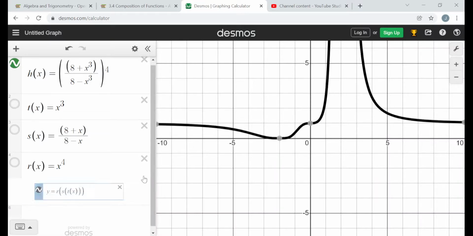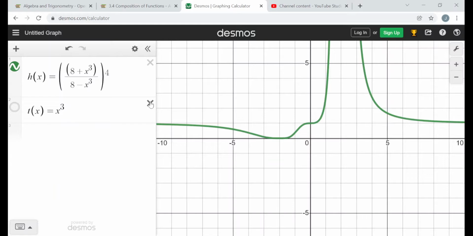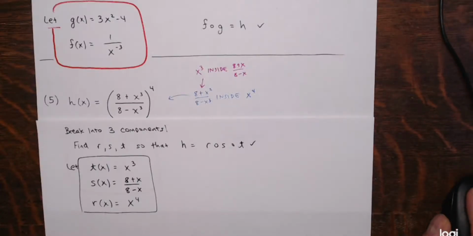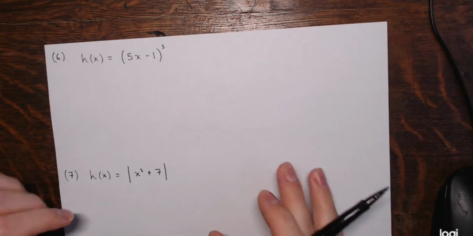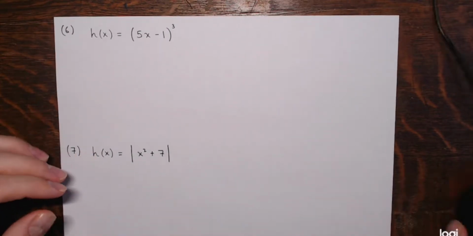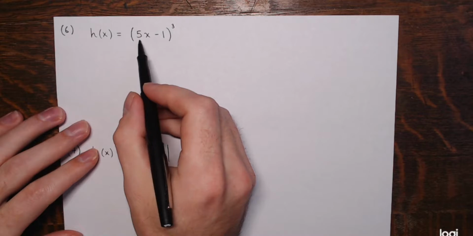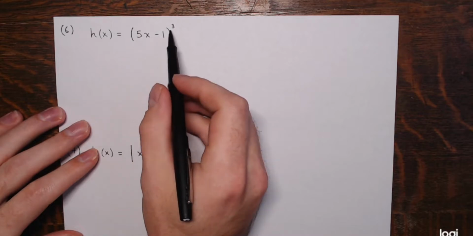Again, if you're good at seeing these things. All right, so let's get rid of this stuff here. Okay, but back to our examples. Now we're going to go back to just 2 components. You can make more components if you wish, but here I'm seeing 5x minus 1 inside x cubed.